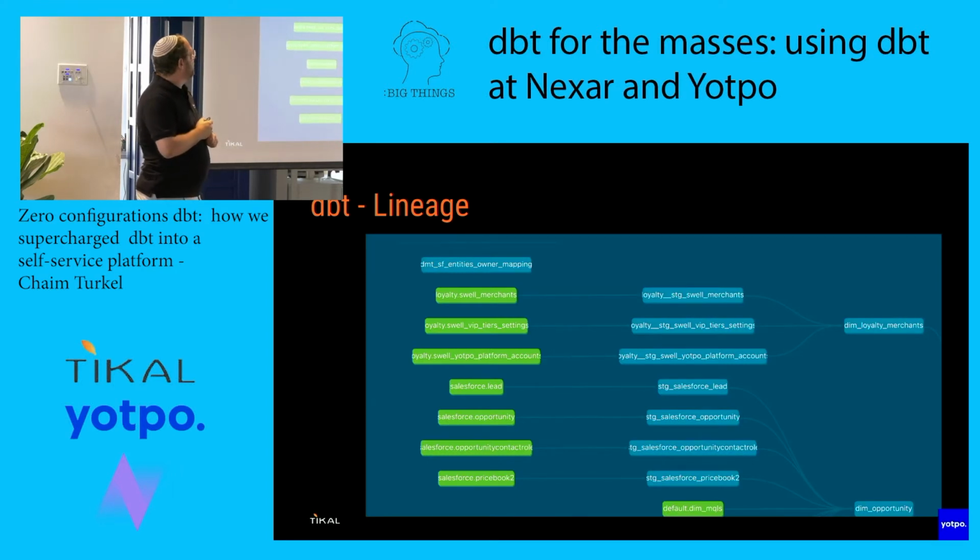And last but not least, we have lineage. We have here the whole idea of lineage. You can click into it, you can zoom, you can filter, and it gives you all your models and the connections between them.